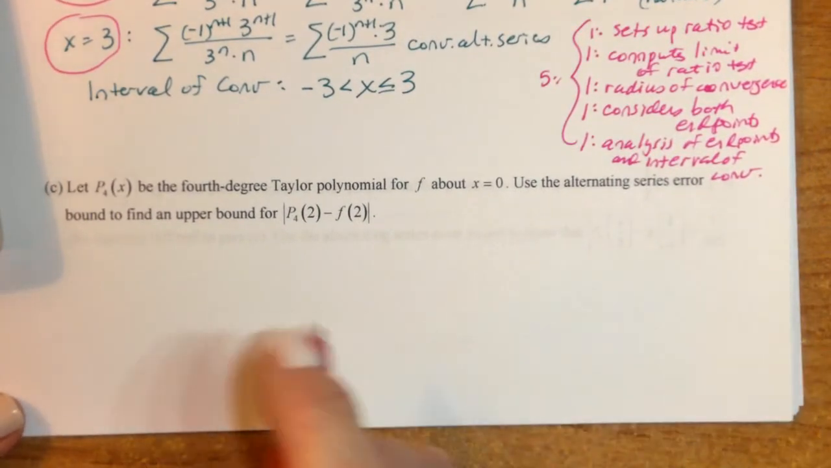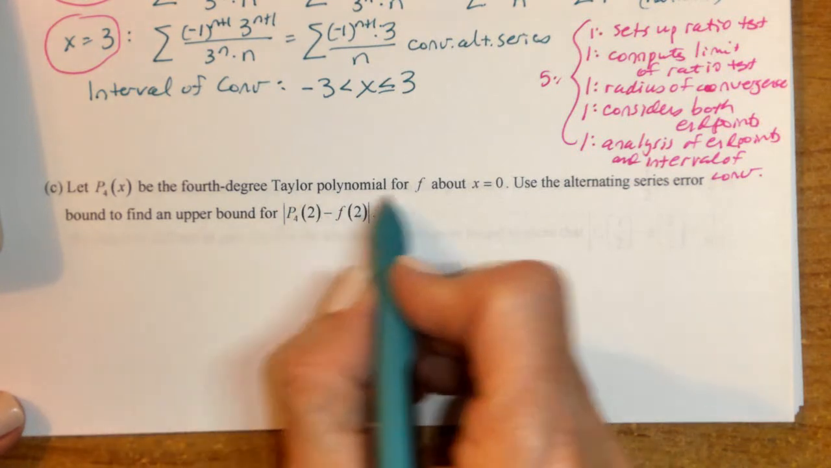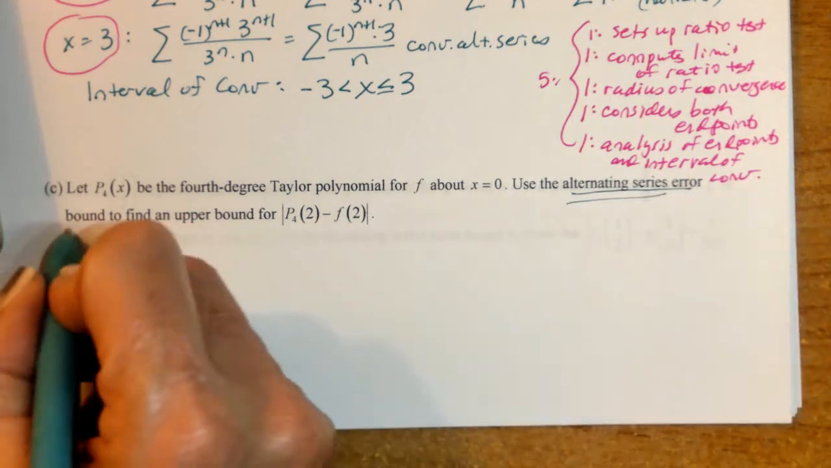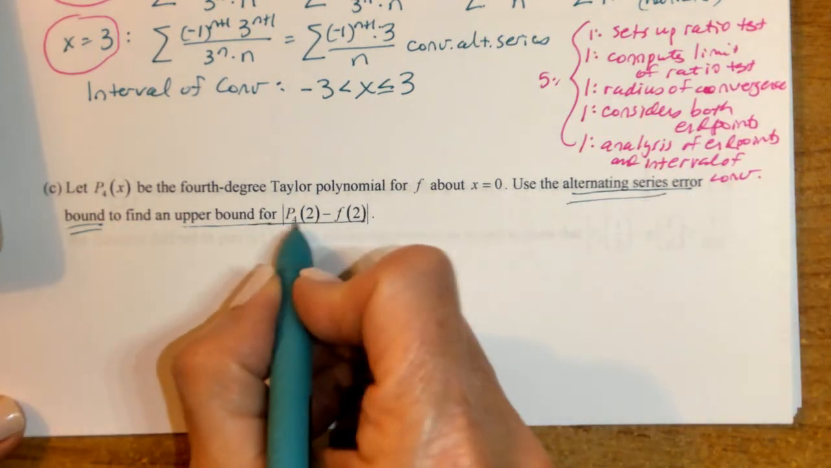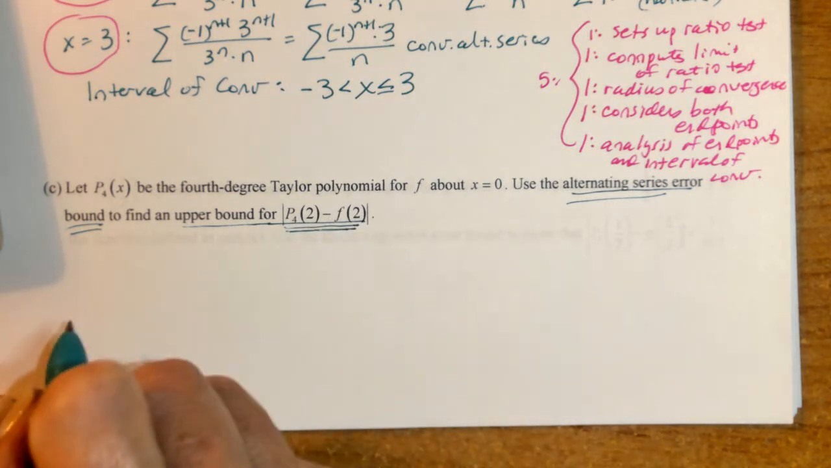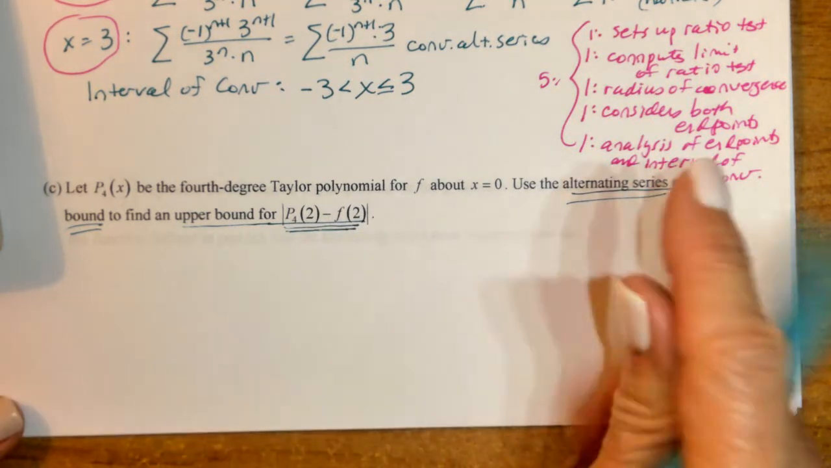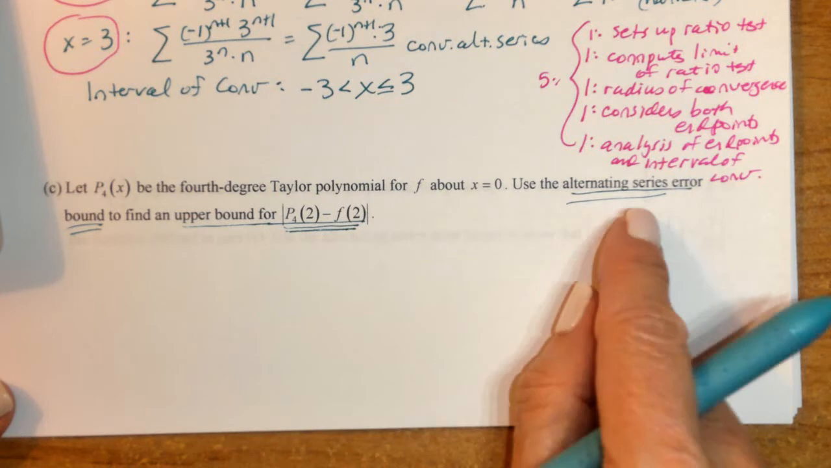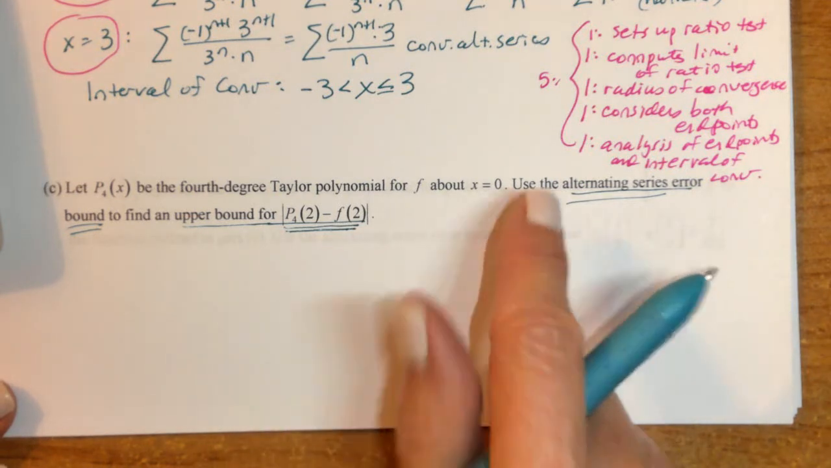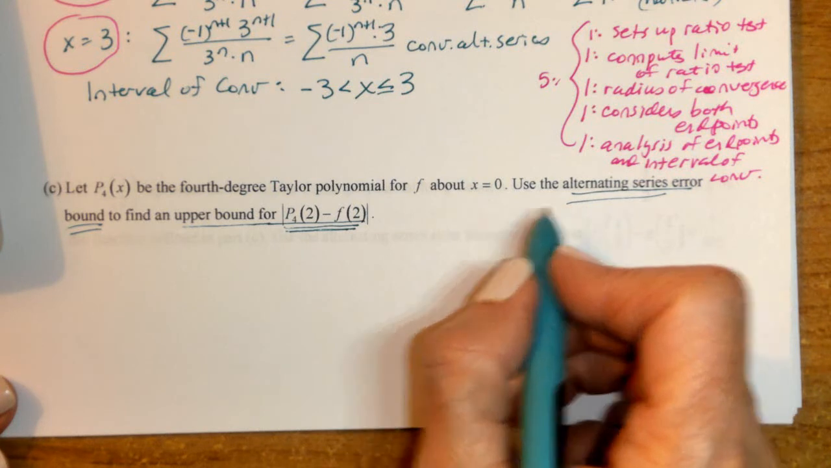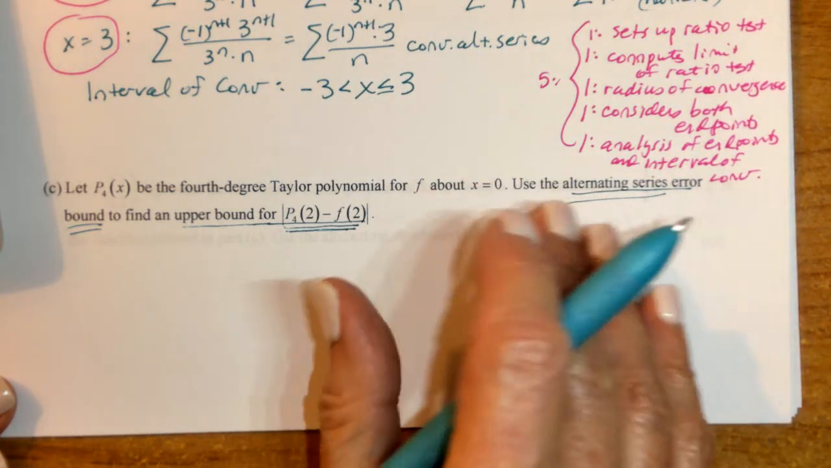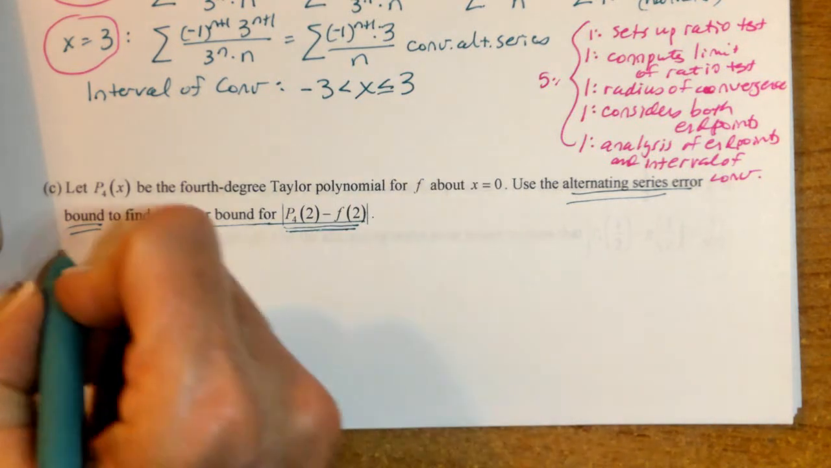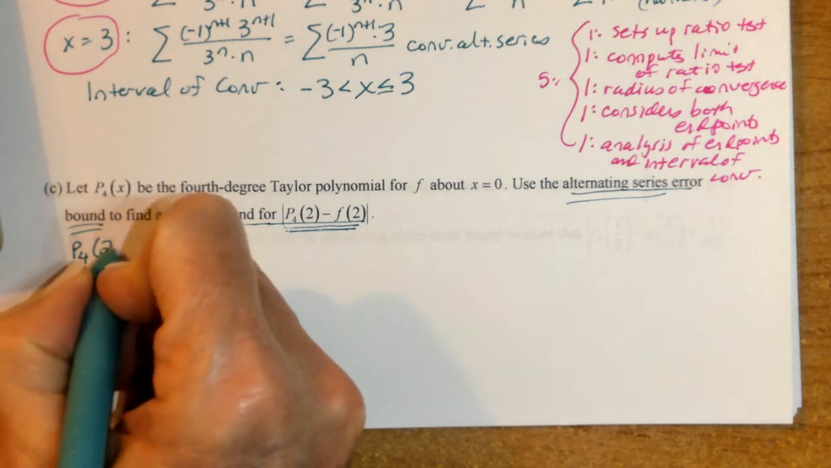Part C, let P sub 4 be the fourth degree Taylor polynomial for f about x equals 0. Use the alternating series error bound to find an upper bound for this expression. Okay, so they tell you which test to use. This is not Lagrange. This is just your alternating series error bound. The alternating series error bound is only good if our series is alternating in sign and decreasing in magnitude to 0. So I need to write what P sub 4 is here.